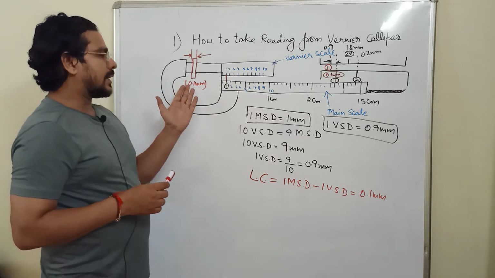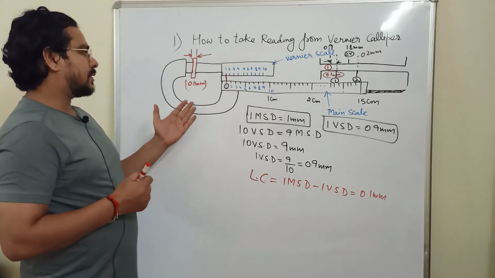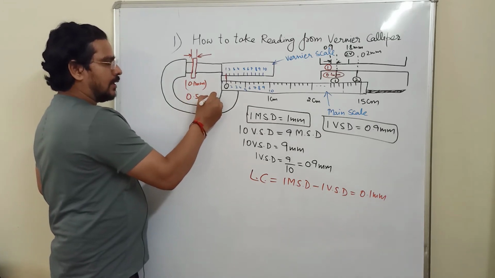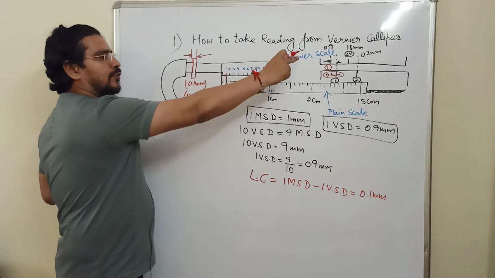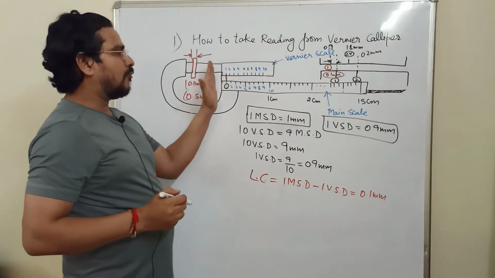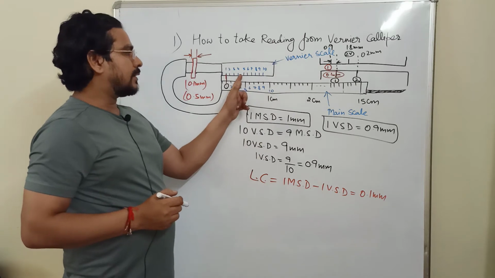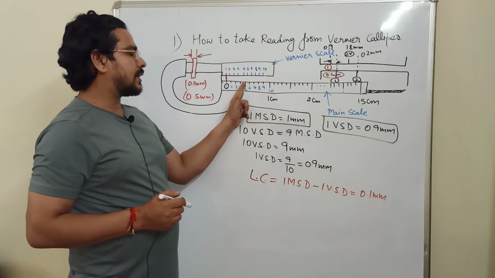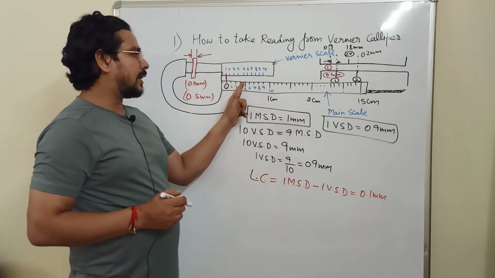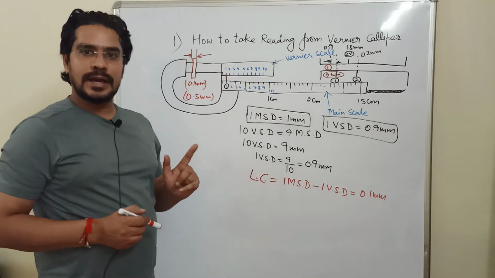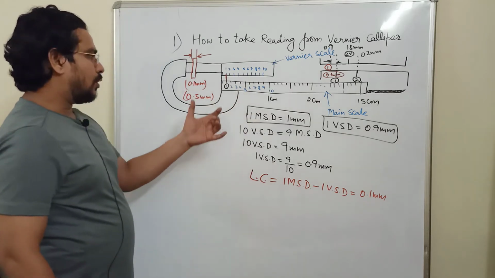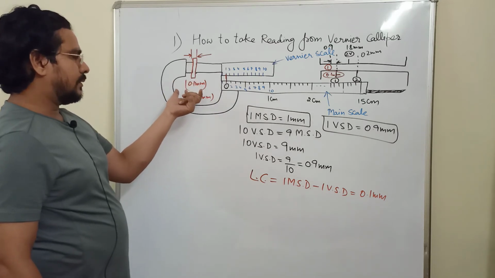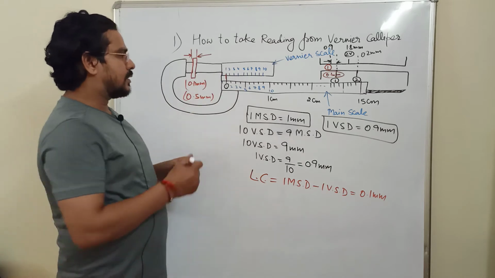Suppose you have an object which is bigger than 0.1 mm, say you place an object here whose size is 0.5 mm. Then you know that your vernier caliper will move 0.5 mm to the right-hand side. When it moves 0.5 mm, the fifth division of the vernier scale will coincide with the fifth division of the main scale, because the gap between the fifth of vernier and the fifth of main is 0.5 mm.